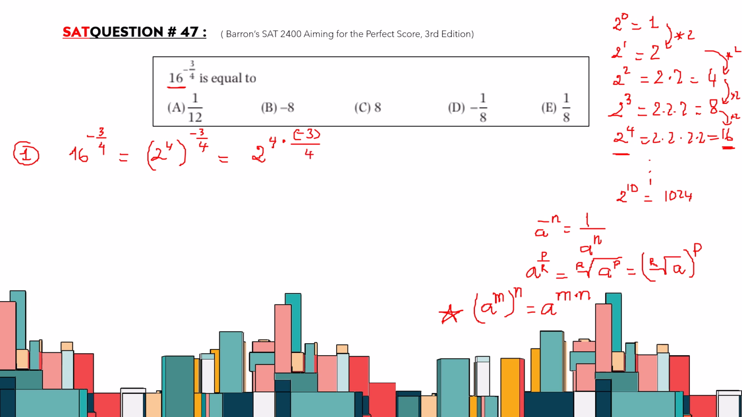Then we can cancel the 4. We have 2 to the power of -3. And now we apply the negative power rule. That will be 1 over 2 to the power of 3, and we know 2 to the power of 3 is 8. So 1/8 is the correct answer.